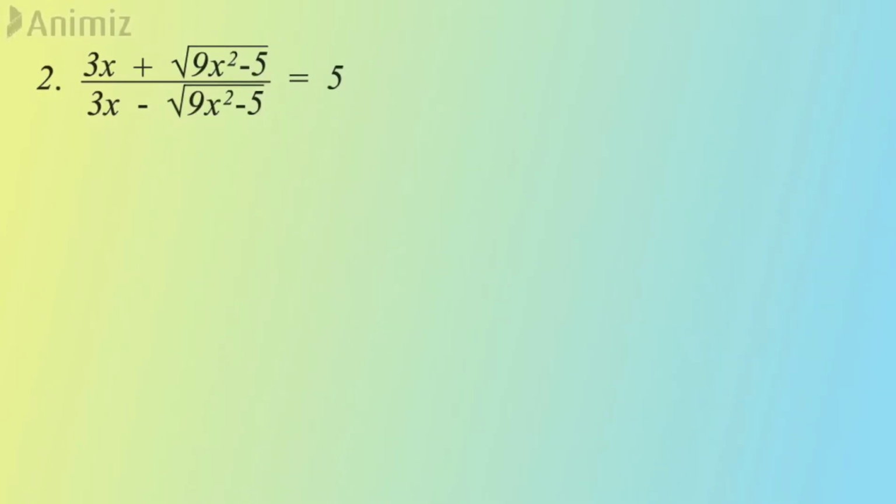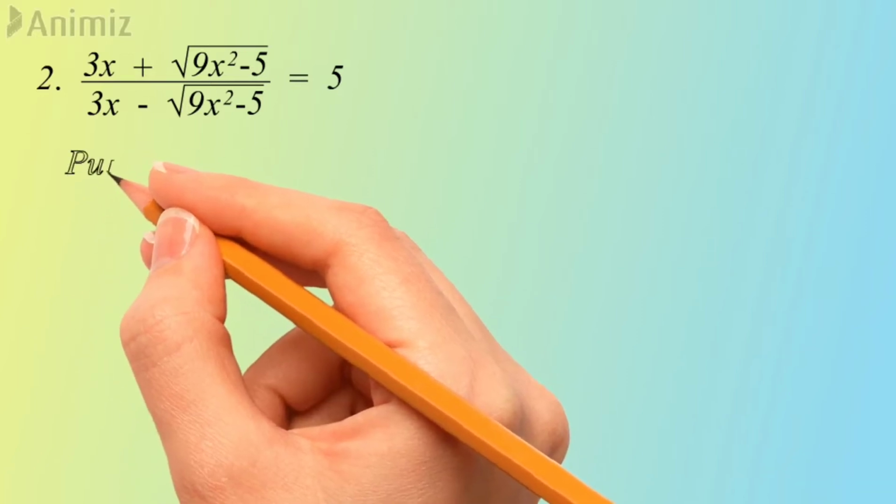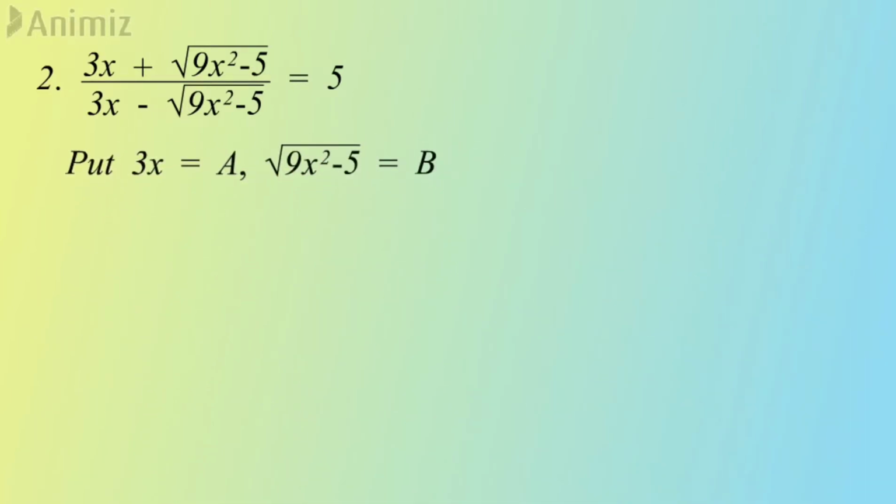Students, let's solve one more sum based on that. Now, one part I have taken under the root, that is 9x square minus 5, and the other I have taken as a simple number. But you have to proceed in the same way. One part you consider as capital A and the other part as capital B. So 3x I have considered capital A, and under root 9x square minus 5 I have considered as B. Now when you substitute, you will get this.